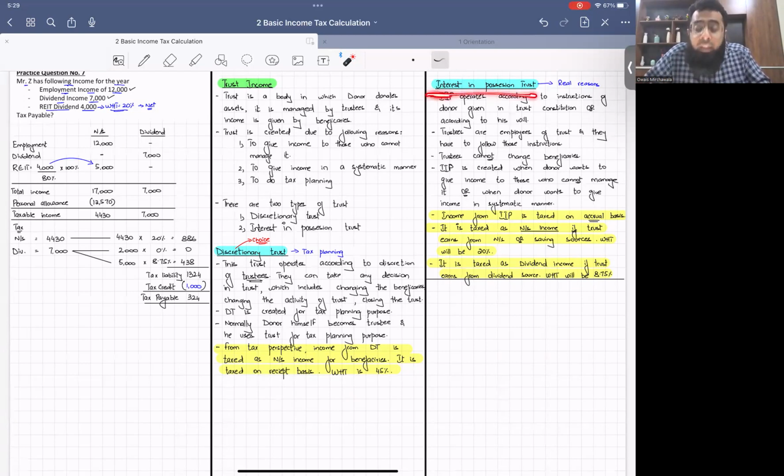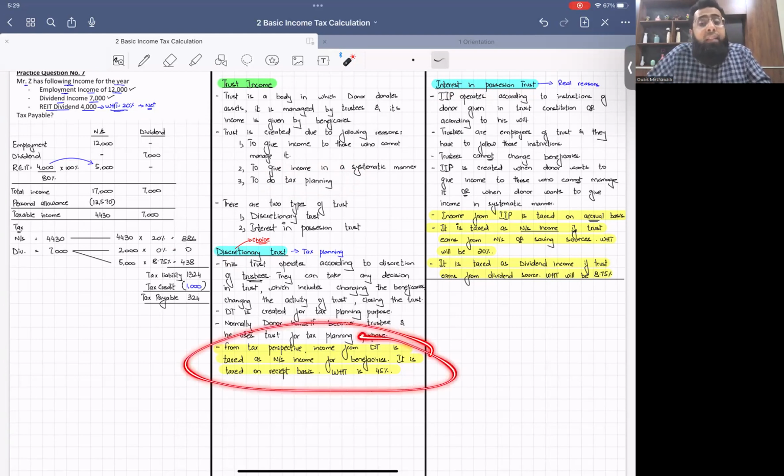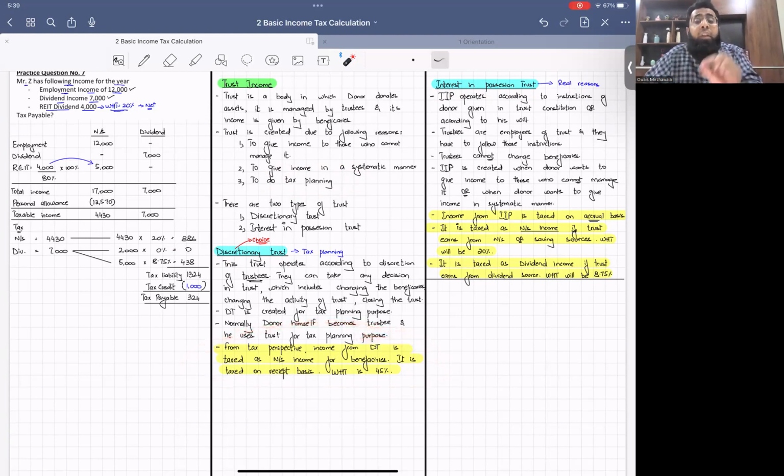He'll go for interest in possession trust. And if he wants to do the tax planning, then a discretionary trust is created where the donor himself becomes the trustee and he uses the trust to distribute income among multiple beneficiaries. Income from a discretionary trust is taxed as non-saving income, withholding tax is 45%.